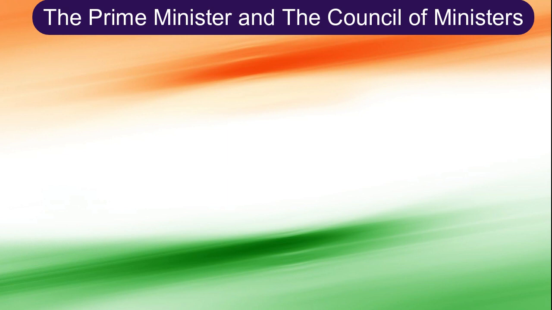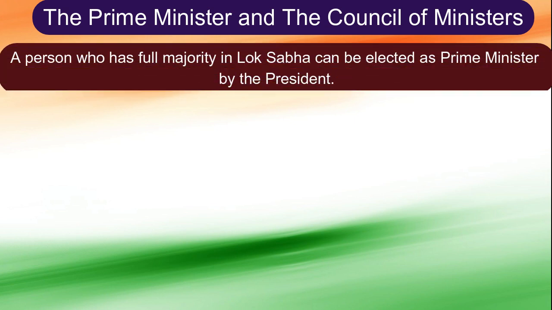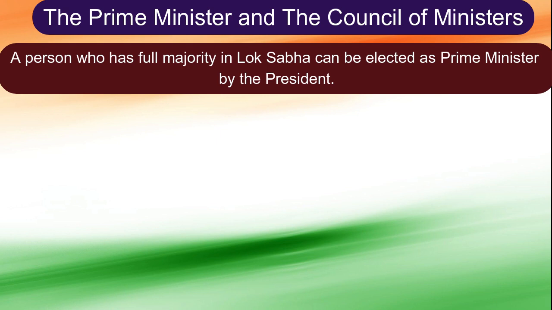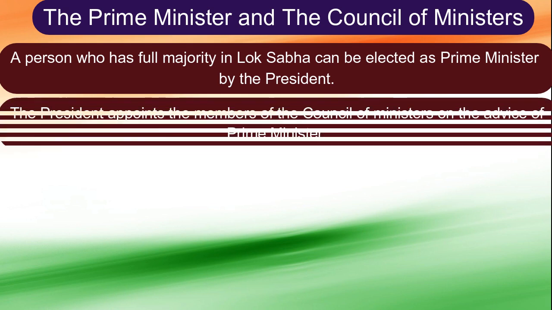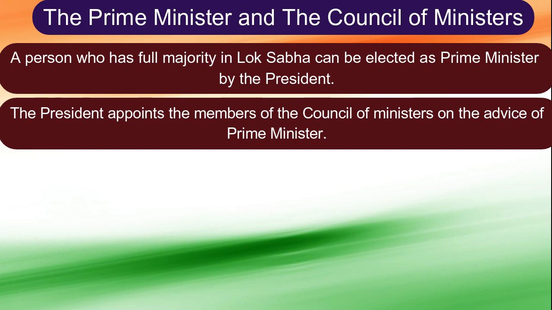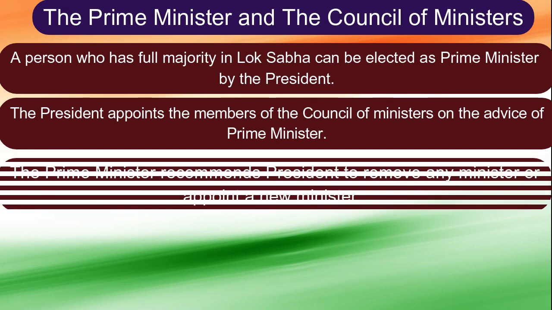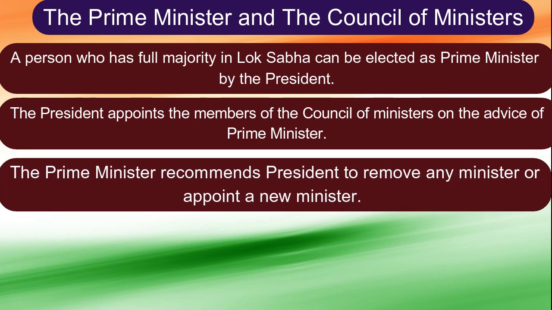Now, let us know about the Prime Minister and the Council of Ministers. A person who has full majority in Lok Sabha can be elected as Prime Minister by the President. The President appoints the members of Council of Ministers on the advice of the Prime Minister. The Prime Minister recommends the President to remove any minister or appoint a new minister.